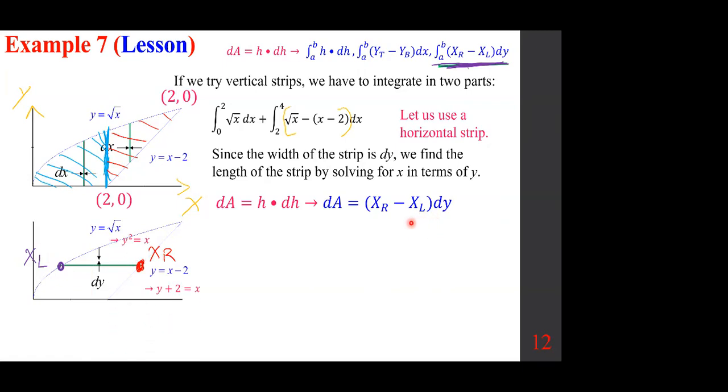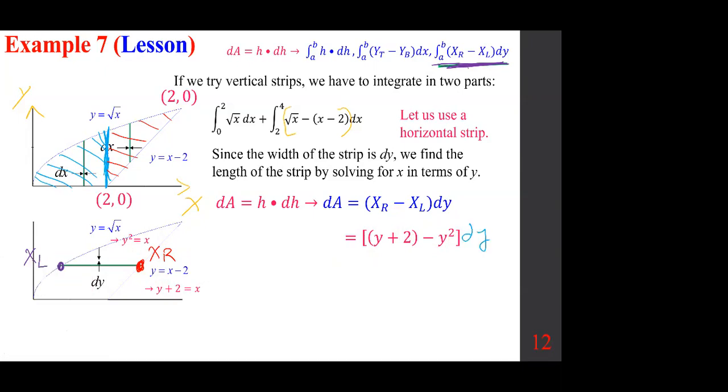So I need to know the x here. What is the x here? I'm going to solve for x, y plus 2. What is the x here? y is y, x is y squared. So x of the right is the line, y plus 2, minus x of the left is y squared. Now, this is times dy, of course. So this is just a typical strip if you put the dy next to it. So let me actually put that for you.